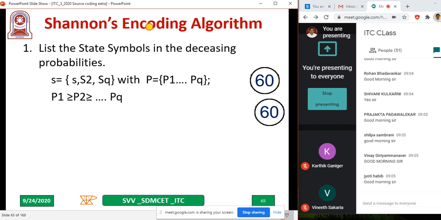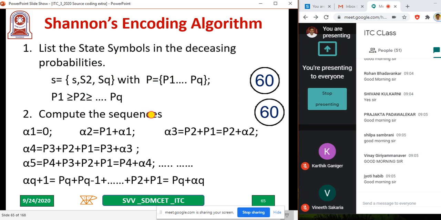Now, whatever Shannon has told, the same thing we are going to discuss. We have to follow the same procedure. Then only it is called Shannon's encoding algorithm. First, arrange them in decreasing probabilities. Then compute the sequences. Alpha 1 equal to 0 in all the problems. In general, alpha 1 equal to 0, alpha 2 equal to P1 plus alpha 1, alpha 3 equal to P2 plus P1, or you can say P2 plus alpha 2. Like that, in general, alpha Q plus 1 equal to PQ plus PQ minus 1 up to P1, or you can say PQ plus alpha Q. Even if you do not understand this completely, no problem, we are going to discuss the example. There 100% you will understand.